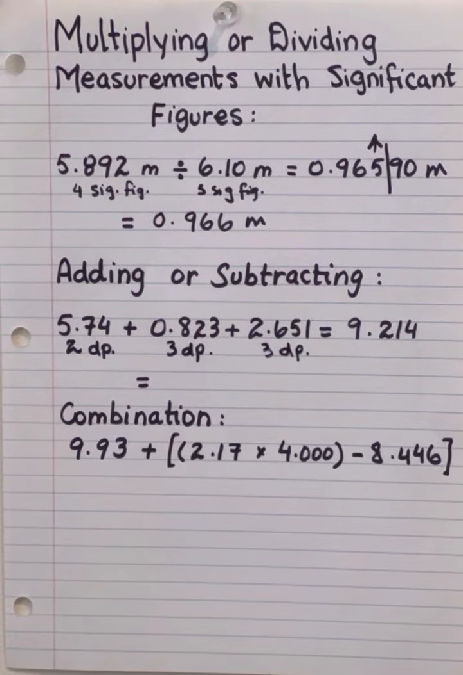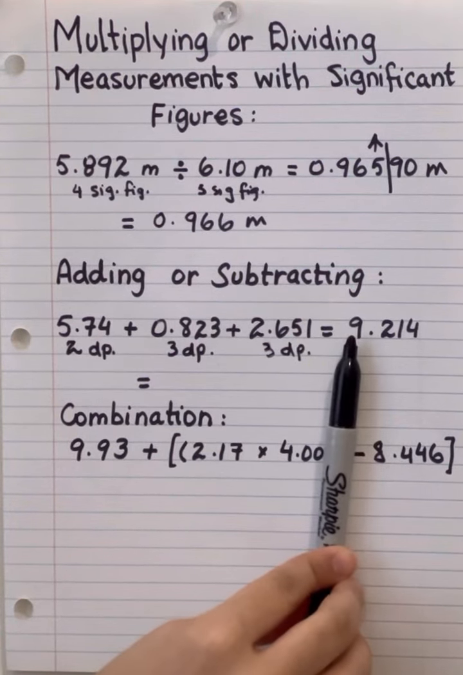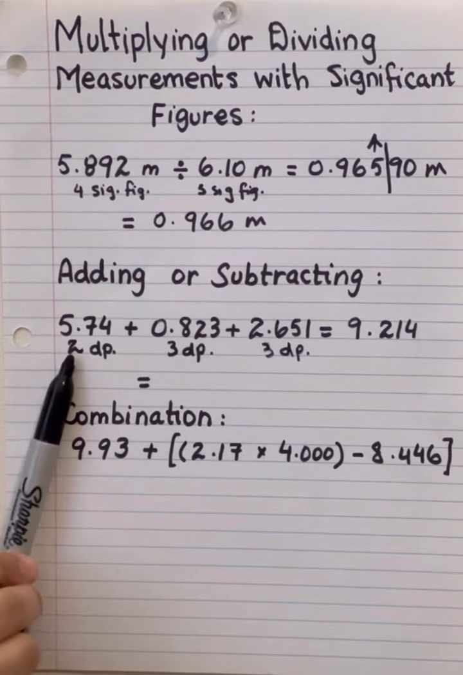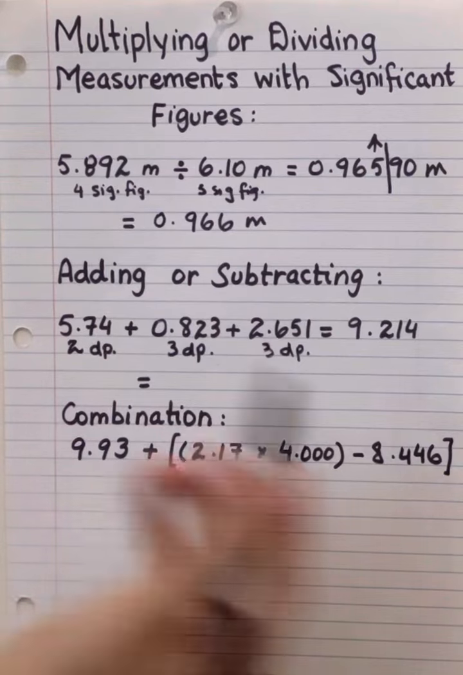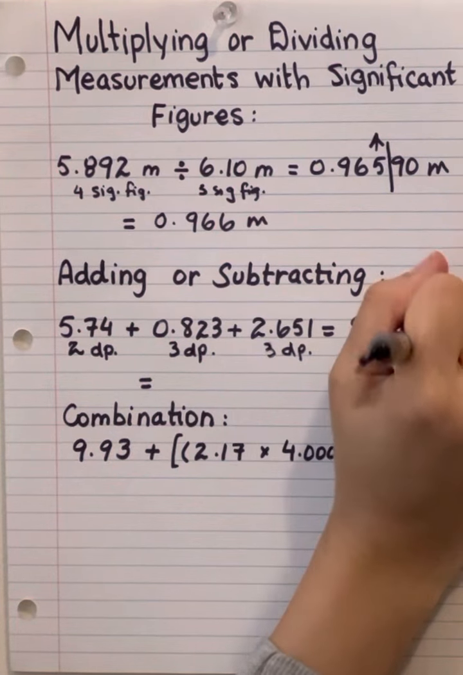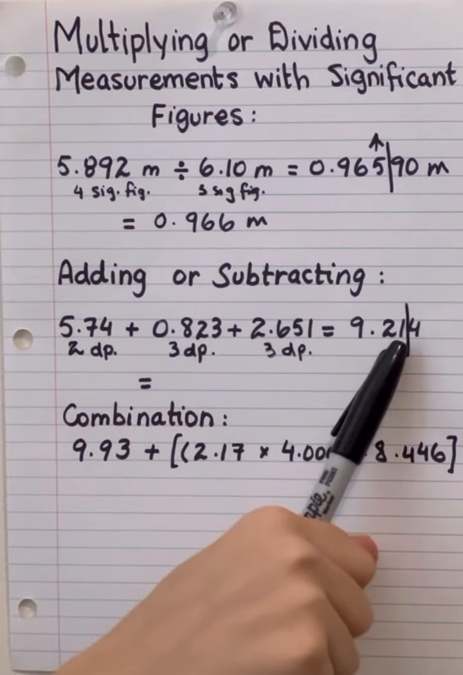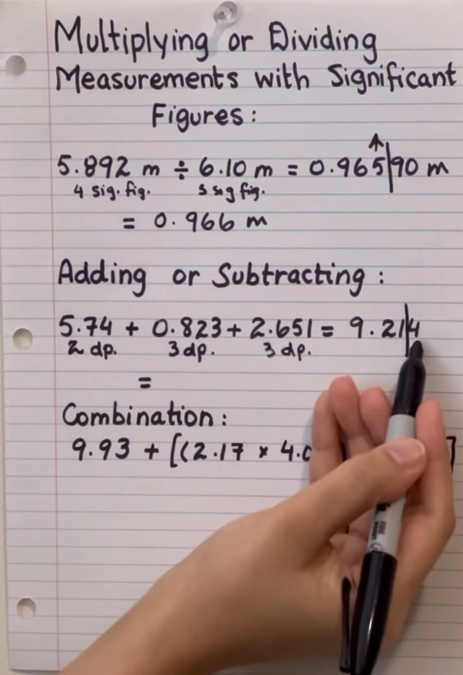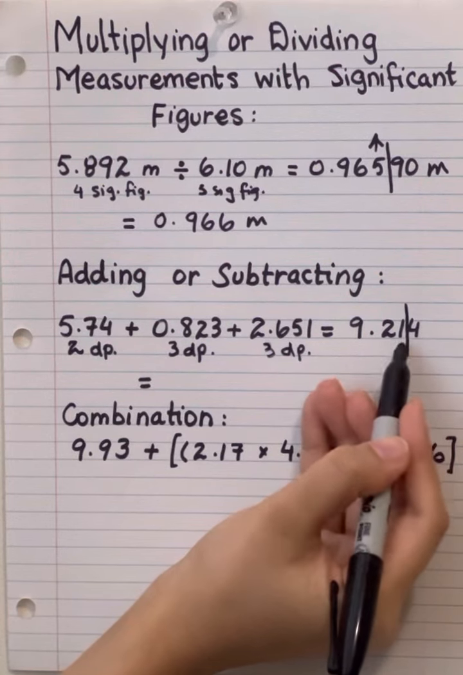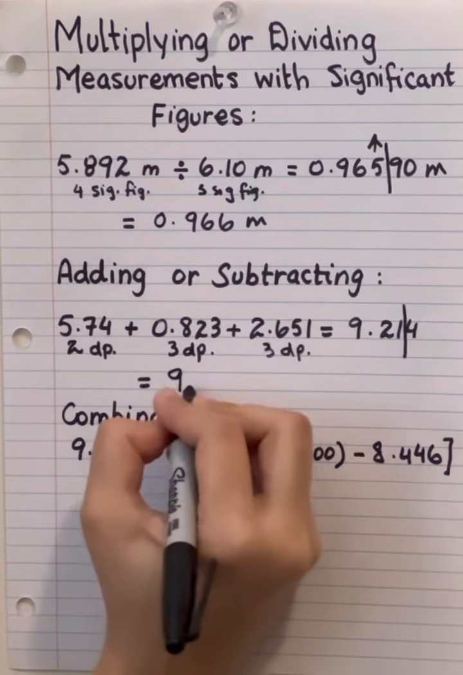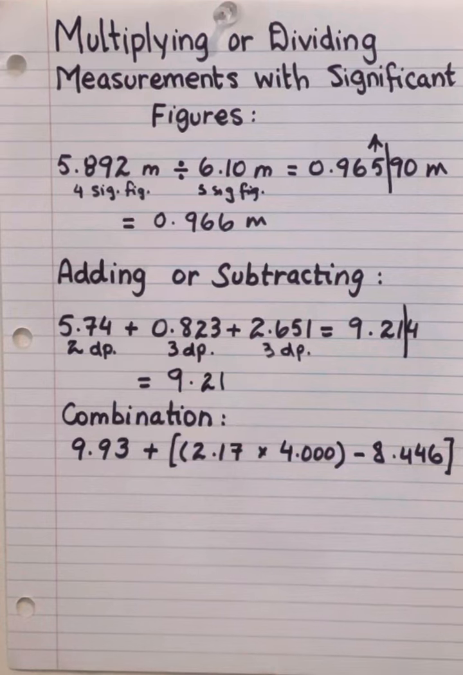So now our answer is going to have the same number of decimal places as the measurement with the fewest number of decimal places. So 2 is the fewest of them all. So our answer is going to have 2 decimal places. We're going to cut down our answer to 9.21. Now make sure, again, the number we are cutting down is less than 5. If it's less than 5, our number before it doesn't change, so we don't need to round it up. So it becomes 9.21. So that's the answer with the correct number of significant figures.